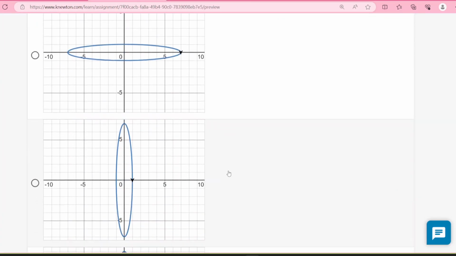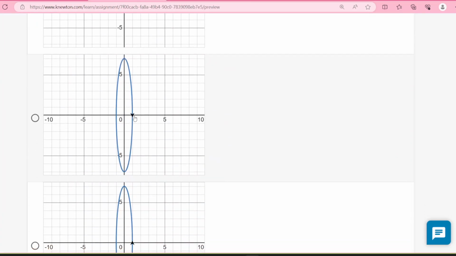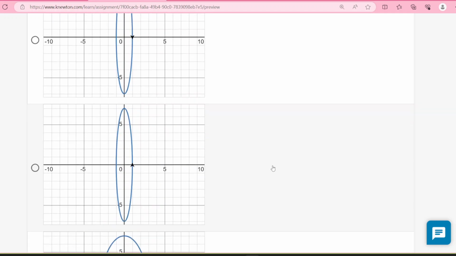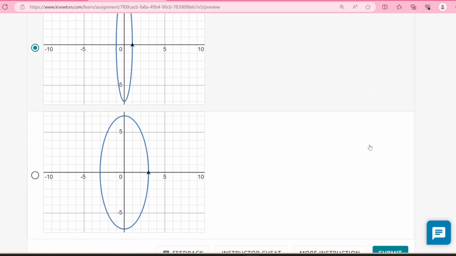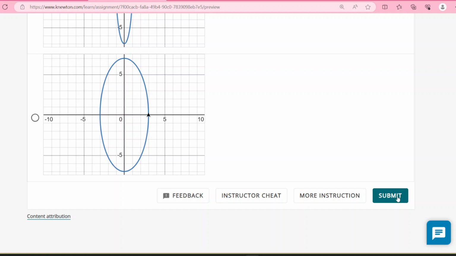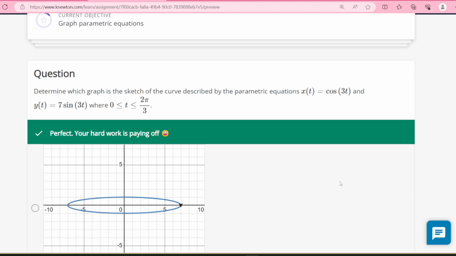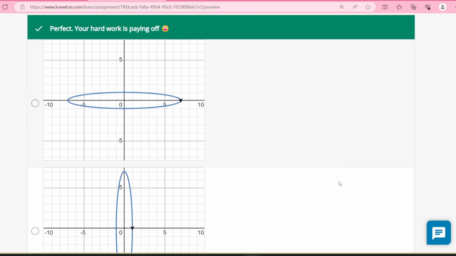All right, so back here, this second option is going clockwise. See the arrow going down here. So it's not that one, it's this one, where it's this ellipse, but the arrow's pointing me in the counterclockwise direction. As t increased, I was moving around this counterclockwise, so that's the graph. All right, great.